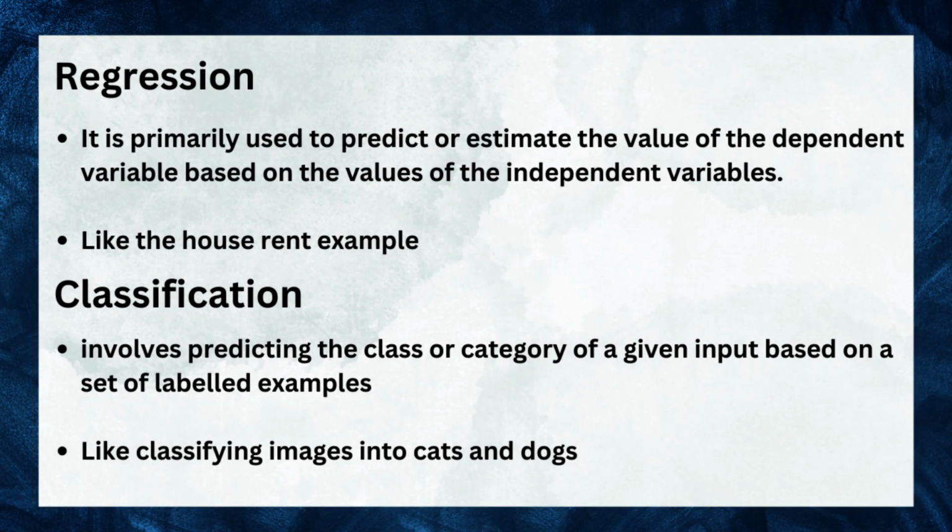Notice that in the example of cats and dogs, we classified images, and in the previous example, we predicted values. Regression is primarily used to predict or estimate the value of the dependent variable based on the values of independent variables, like we predicted the value of house rent based on previous data. While classification involves predicting the class or category of a given input based on a set of labeled examples, like we classified the images of cats and dogs. Regression and classification are the two main applications of supervised learning.